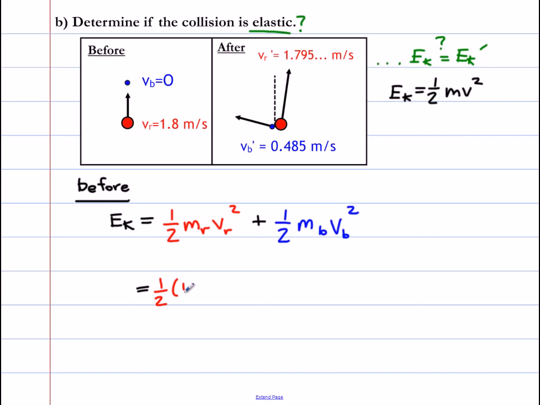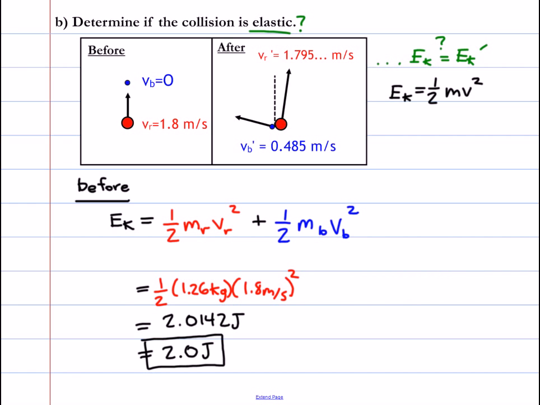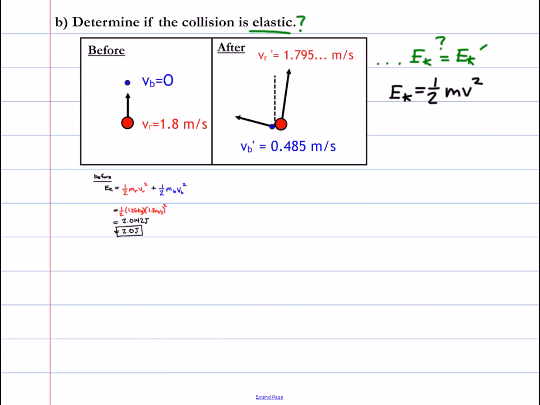So let's plug in some values. 1.26 kilograms for the red ball. Speed of the red ball is 1.8 meters per second. So square that, don't forget. 1/2 plus 0.145 kilograms for the blue ball. But the speed of the blue ball is 0 before the collision, so the second term just disappears. So total kinetic energy beforehand is just 2 joules, and that's 2 significant digits.